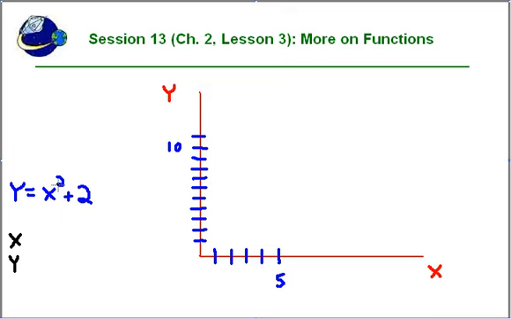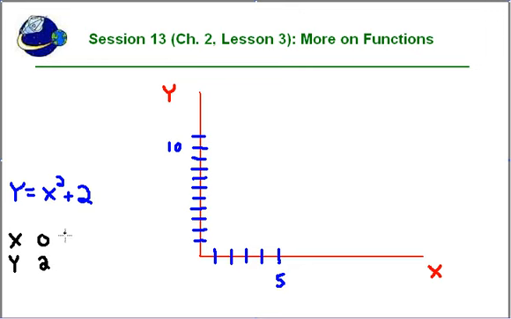Now, oftentimes it's beneficial to choose x to be 0 and find out what that point is, because oftentimes it's pretty simple to calculate. So when x is 0, what's y? Well, let's go ahead and stick a 0 back in here for x. What is 0 squared? 0 squared is 0. 0 plus 2 is 2. So when x is 0, y is 2.